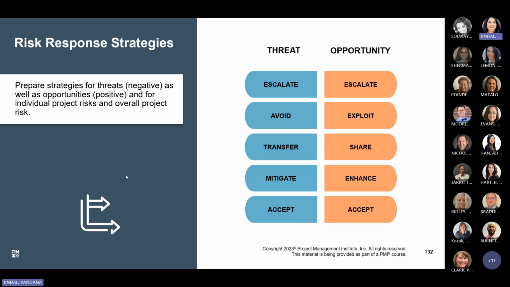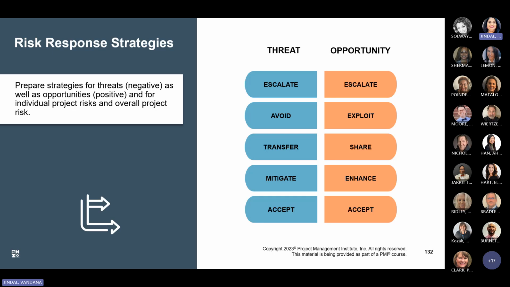Okay, so these are the risk response strategies. We prepare strategies for the threats as well as for the opportunities. And how do we handle threats and opportunities? So let's say when there is a threat, how do we escalate? I will again explain this using an example.